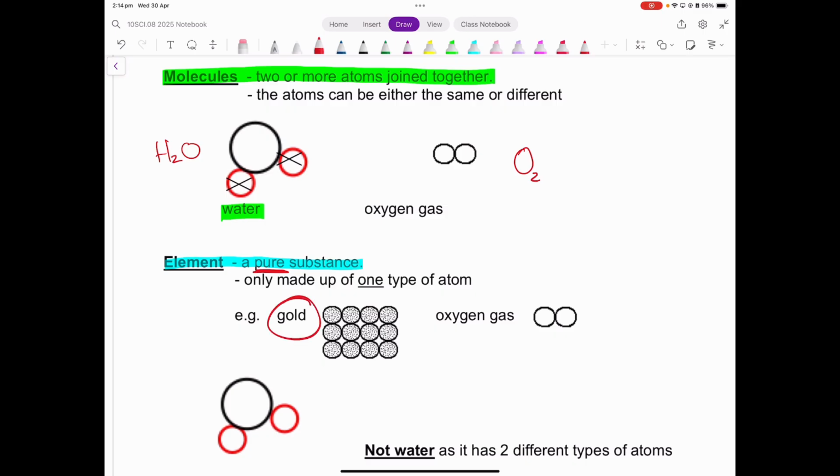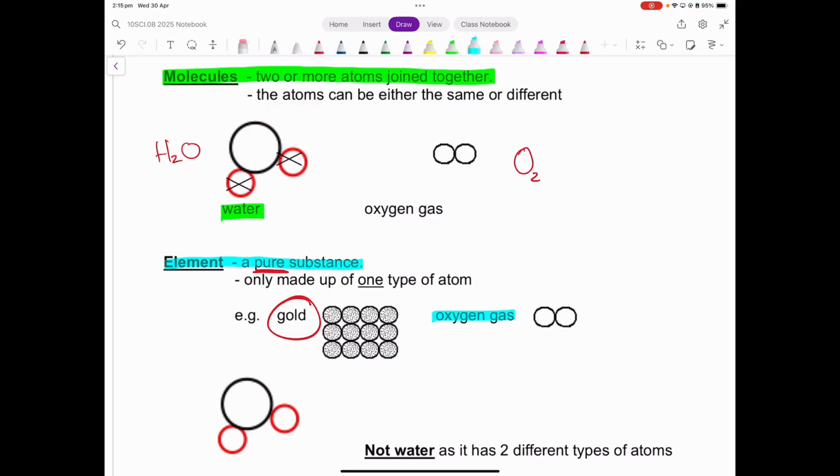So we can see that this one here, this gold, is made up of 12 gold atoms stuck together. On the right, we can see that this element, oxygen gas, is made up of 2 oxygen atoms stuck together. Now, these elements, okay, gold and oxygen, are they also molecules? Are they 2 or more atoms joined together? Is gold 2 or more atoms joined together? Yes, there's 12 atoms, so it is both an element and a molecule. This is a lattice, yeah, but it is a lattice made up of 12 gold atoms stuck together.